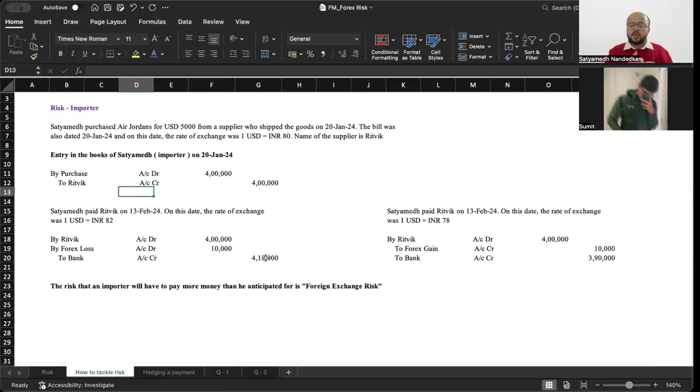Having understood what basically amounts to a risk for an importer and for an exporter, let's now dive deeper into understanding how to tackle this particular risk. We are going to look at multiple techniques: leading and lagging, money market hedge, foreign exchange futures, forwards, options, many different techniques. But the first technique that I want to focus on is basically money market hedge.